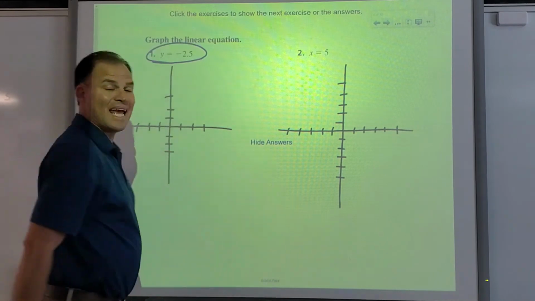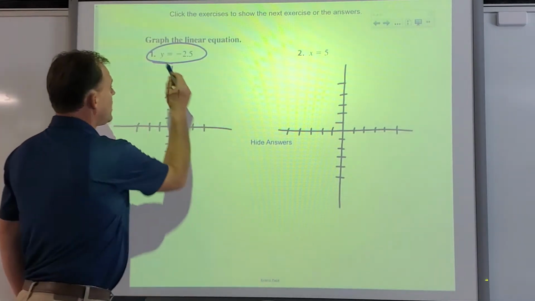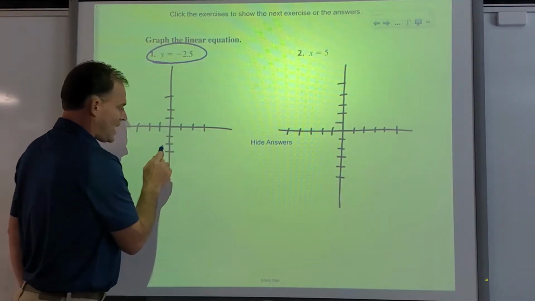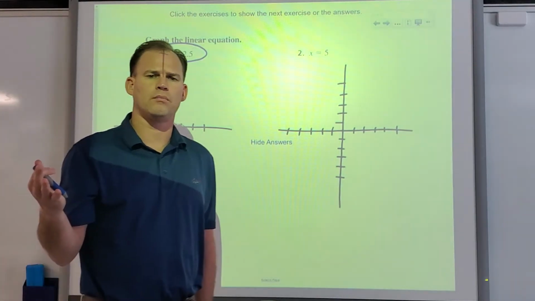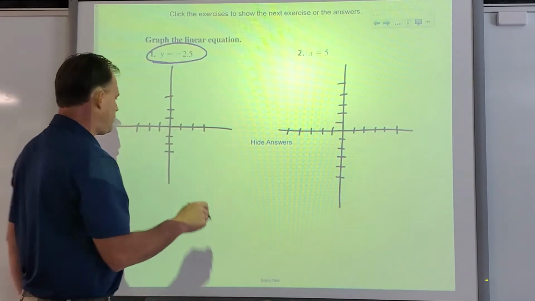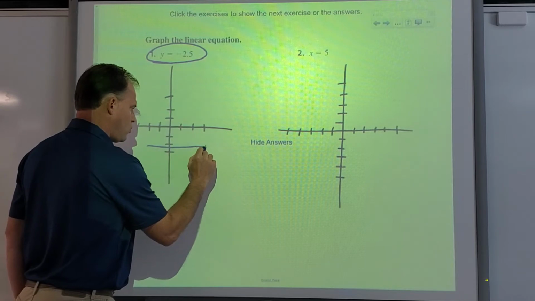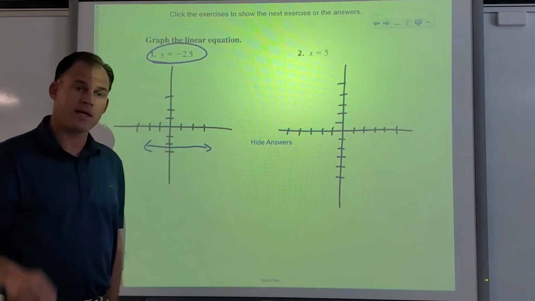Y equals negative 2.5, so that is a horizontal line. I go down 2.5. Nobody said they had to be whole numbers. It's just y equals negative 2.5. So I go down 2.5, and I put my horizontal line right there at negative 2.5.